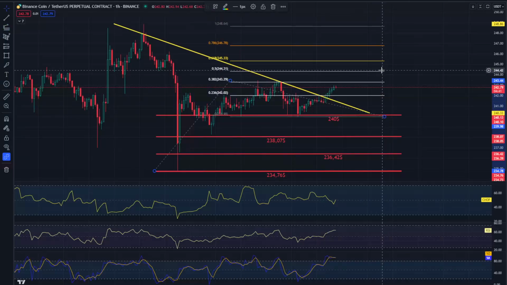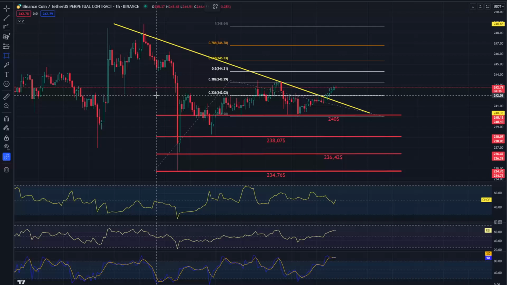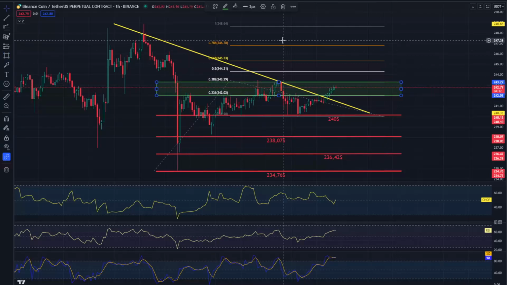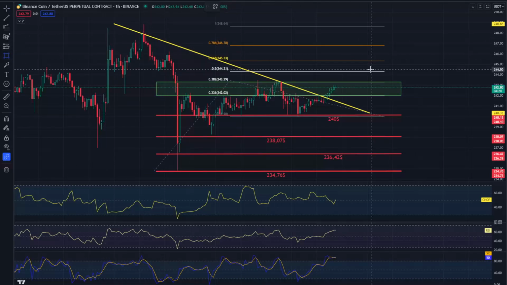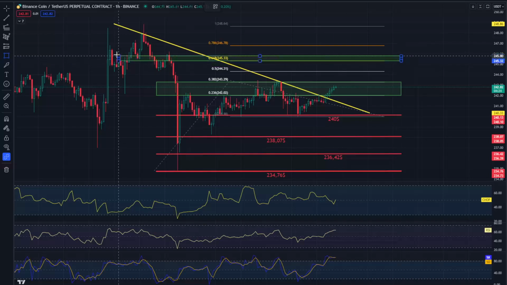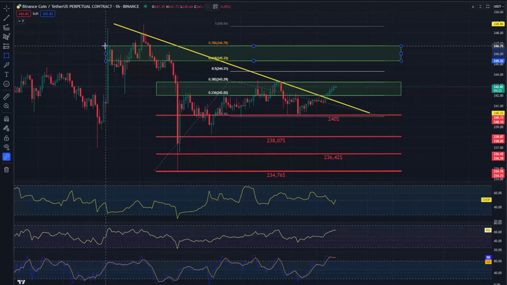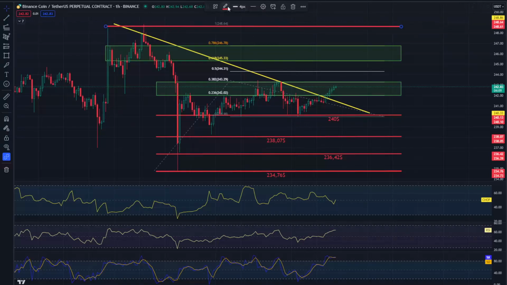Looking the other way, we see that the price is moving in the resistance zone from $242 to $243 and is approaching its upper limit. If it manages to break out higher, it will continue towards the second zone from $245 to $246. And then we have resistance at $248.64.